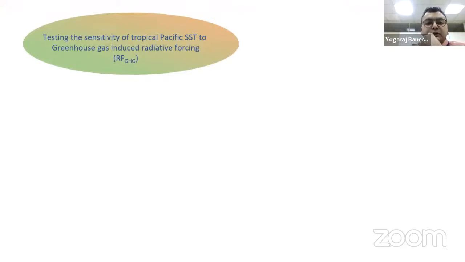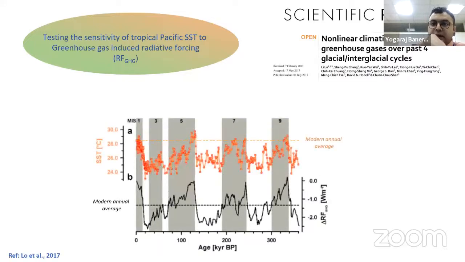SST to greenhouse gas induced radiative forcing. And the work was published in 2017. So this is the figure from that paper, and we can see that these orange data points represent the SST that has been reconstructed for the last 4 glacial interglacial time periods. And the orange dotted line is the modern annual average for the region.